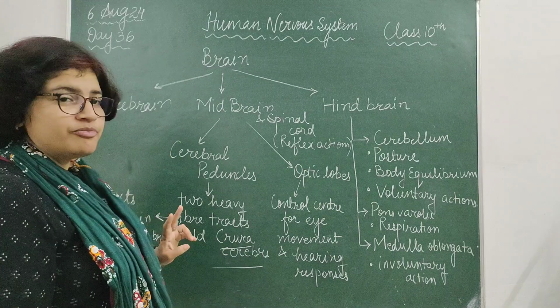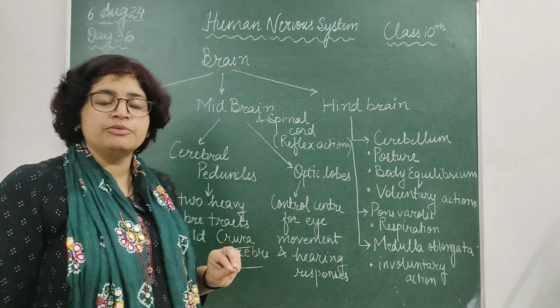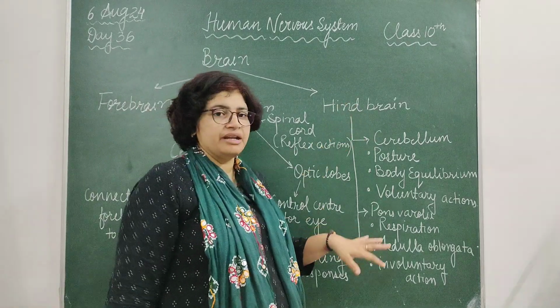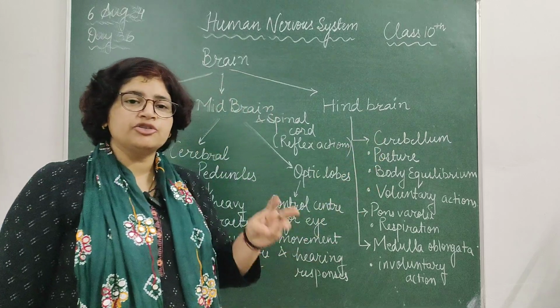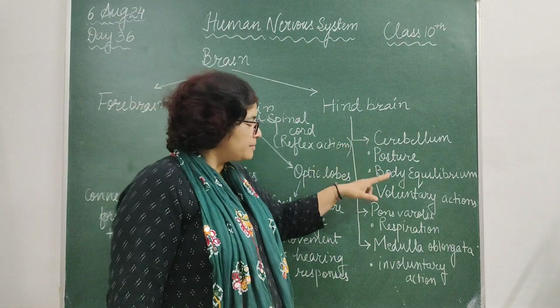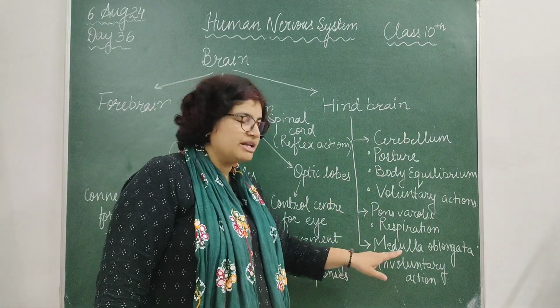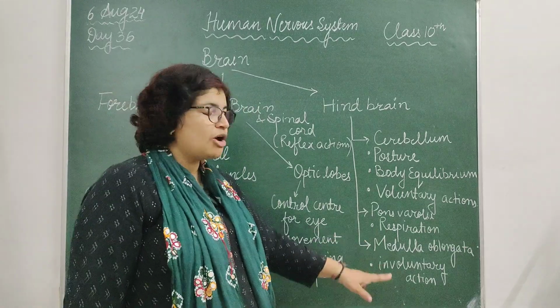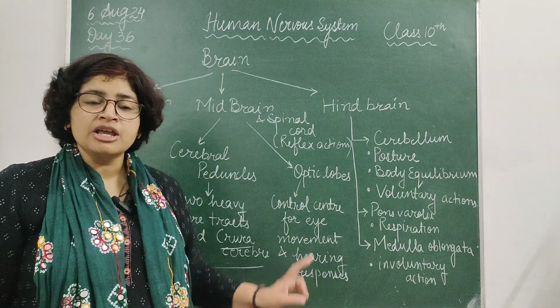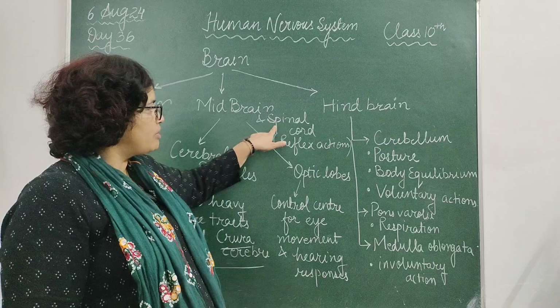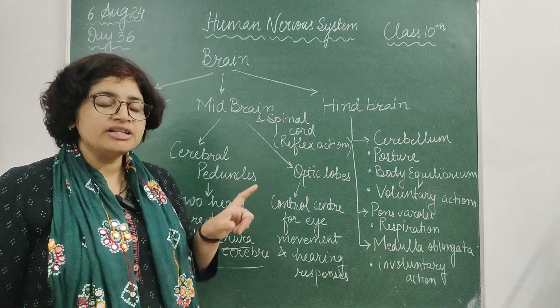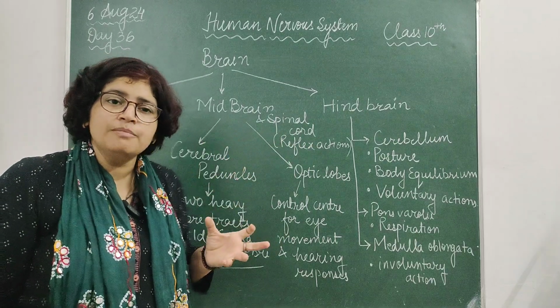The third part of the brain is known as hindbrain. This hindbrain is divided into three parts: cerebellum, pons varolii, and medulla oblongata. Medulla oblongata is also known as brainstem, which extends into the spinal cord. The spinal cord is the region which is protected inside your backbone.